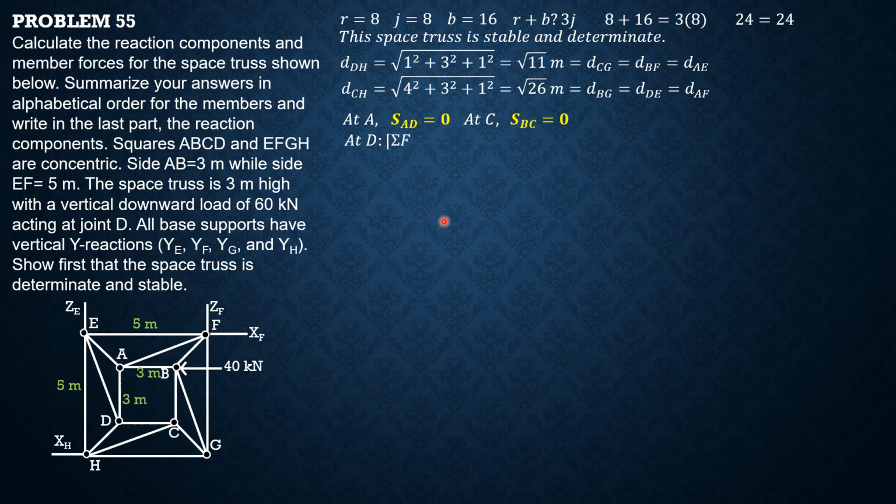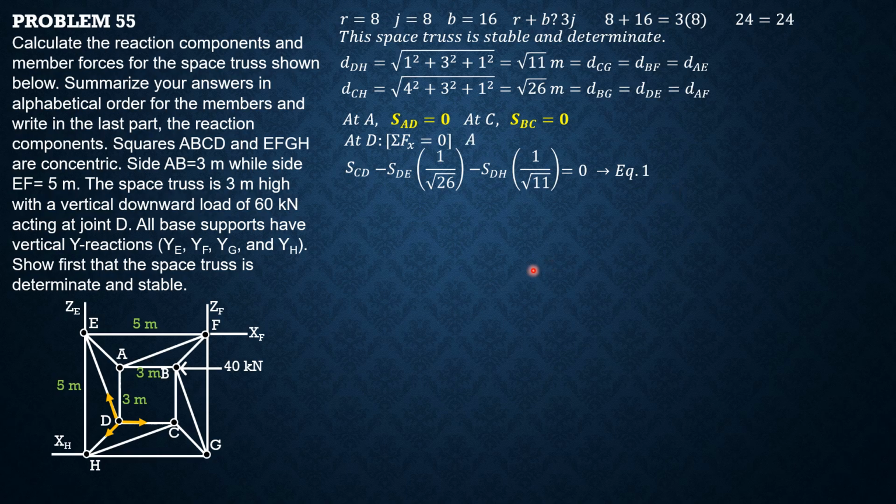So we begin by summing up forces along X at joint D. I will not include AD because it is 0. So SCD going to the right, then minus SDE times 1 over square root of 26. Distance DE is square root of 26. Minus SDH times 1 over square root of 11. Then it is equal to 0.